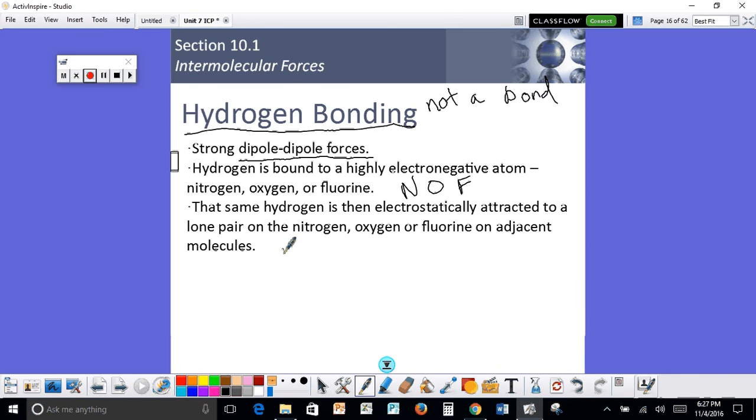So if you see a covalent compound that has an OH attached to it, like an alcohol, or water, H2O, it is going to form hydrogen bonds. Hydrogen fluoride, those types of things will form these types of bonds, and this is the strongest of all the IMFs.